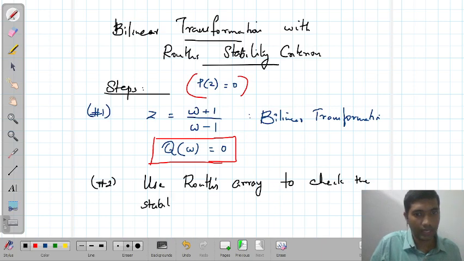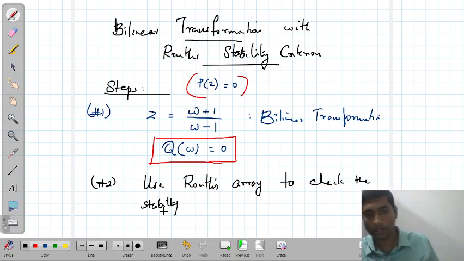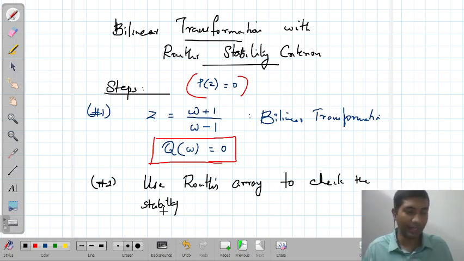So this Routh's array is there in the continuous time case as well. In constructing a Routh's array, the number of sign changes in the first column corresponds to the number of poles, or roots, which are on the right side of the W plane. That is how we will check stability in the case of bilinear transformation with the Routh stability criterion. I'll demonstrate with an example.